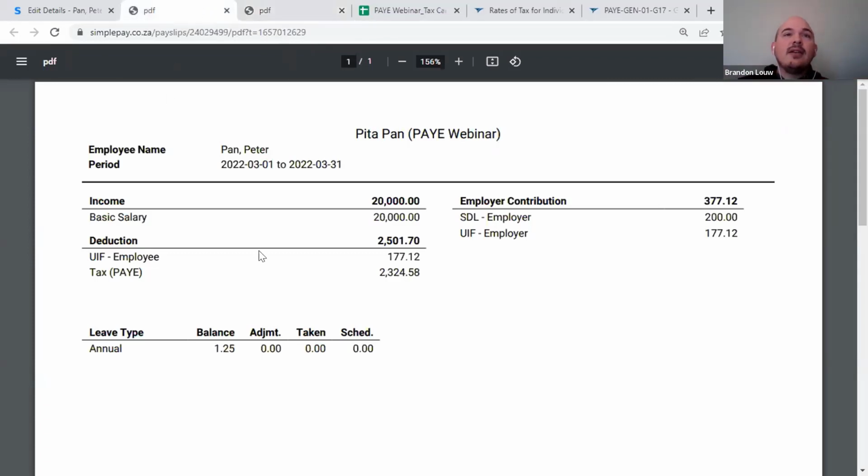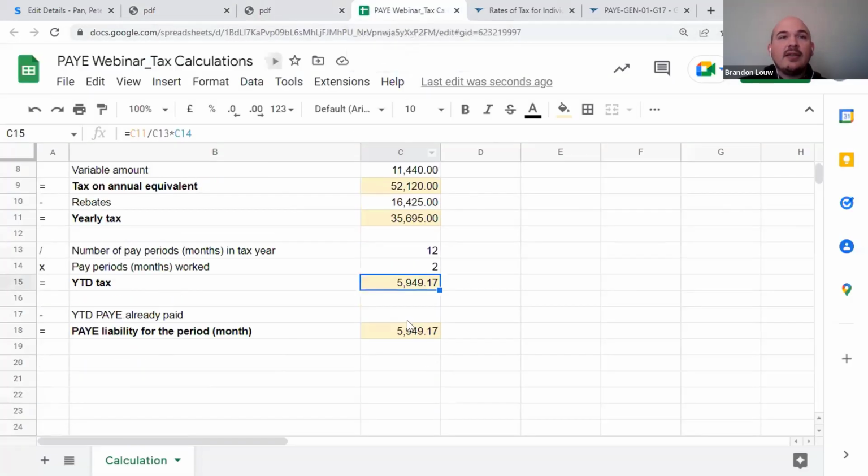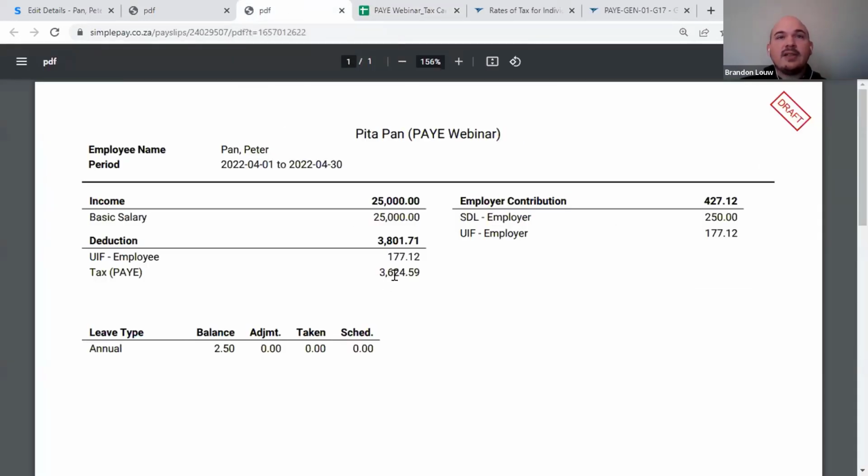They earned some of it in March. So we have to deduct the PAYE that was paid in March. So in March, they earned 20,000, and the PAYE for March was 2,324.58. So I'm going to deduct the 2,324.58, and that tells me that for April, this employee owes or needs to pay 3,624 Rand and 59 cents. And if we compare that to our payslip, you'll see 3,624 Rand and 59 cents. So it matches exactly the manual calculations that we did.